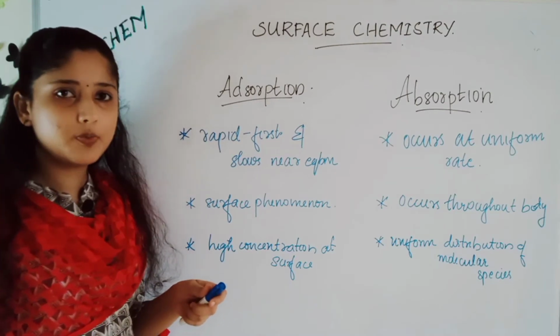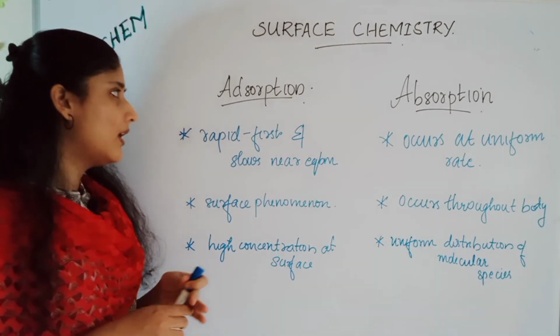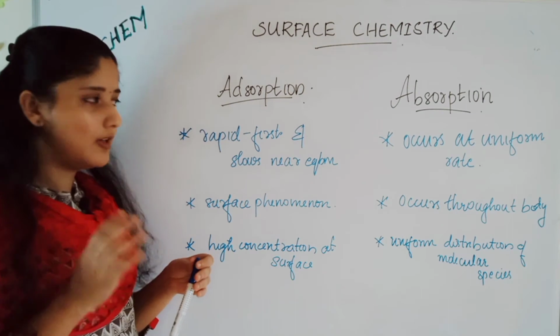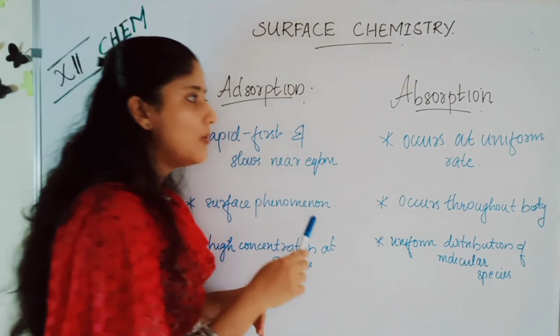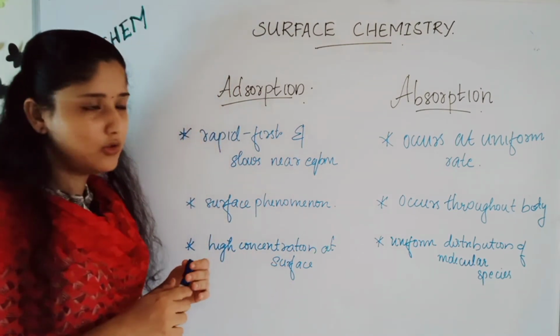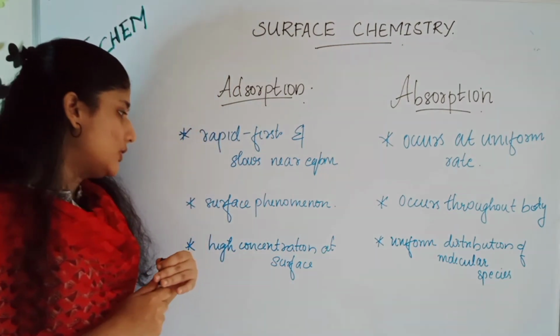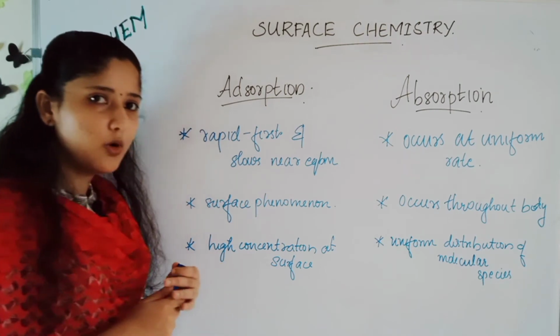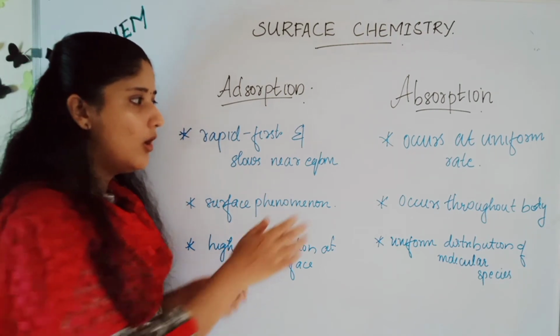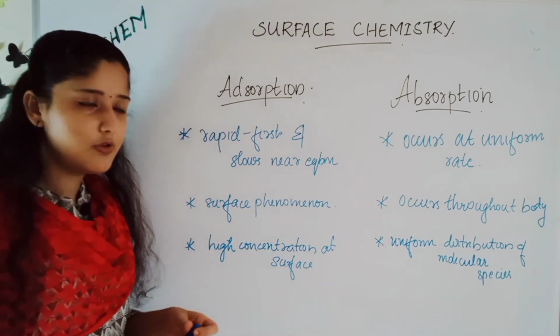Difference between adsorption and absorption phenomena. Adsorption is rapid at first and then slows near the equilibrium. We already studied. But absorption occurs at a uniform rate throughout. And adsorption is a surface phenomenon, while absorption is a bulk phenomenon that we already studied. It occurs throughout the body. It's a bulk phenomenon.